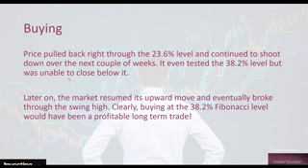Price pulled back right through the 23.6 level and continued to shoot down over the next couple of weeks. It even tested the 38.2 level but was unable to close below it. So later on, the market resumed its upward move and eventually broke through the swing high. Clearly, buying at the 38.2 Fibonacci level would have been a very profitable long-term trade.